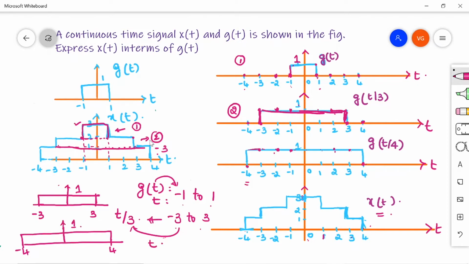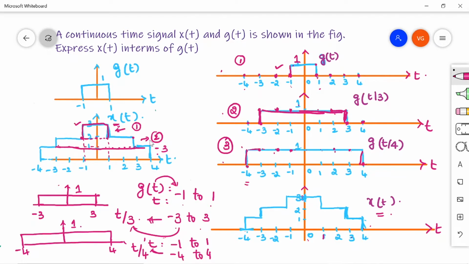So if t has the range from -1 to 1, if you want to extend it from -4 to 4, it means t has to get divided by 4, right? So this is also the time scaling property. So I have divided g of t by 4 here, right? So g of t by 4, if I draw, the signal g of t is extended now from -4 to 4 with an amplitude of 1. So this is my layer 3. So to get the required signal x of t, I have to add up all these 3 layers.